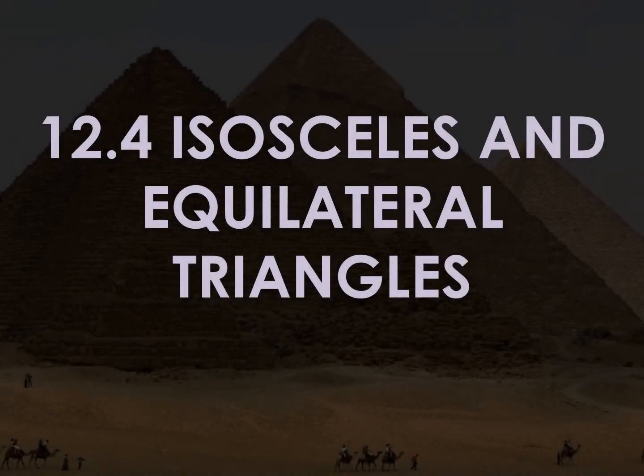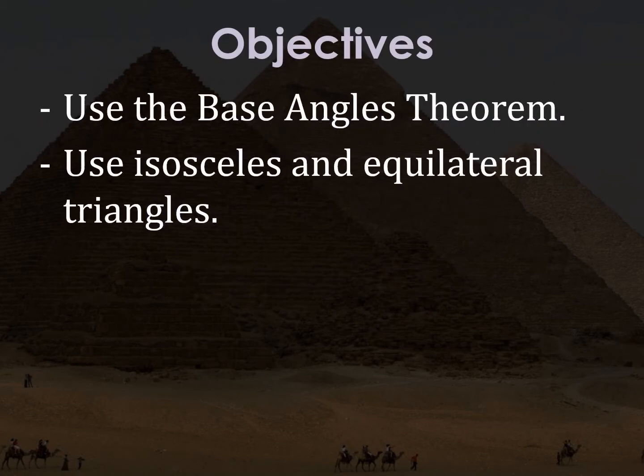Hello, Math 1 students. This is section 12.4, Isosceles and Equilateral Triangles. We're actually cutting out quite a bit from this section, just basically narrowing it down to what you really need to know for this class and for next year and the year after. So we're going to learn the base angles theorem, and we're going to use isosceles and equilateral triangles.